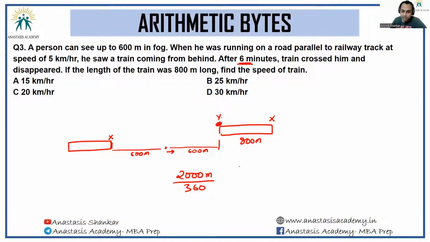But this would be meter per second, and I need my answer in kilometer per hour because all the options are in kilometer per hour. So let me do that. Turn it into kilometer per hour. And remember, this is the relative speed of the man and the train.